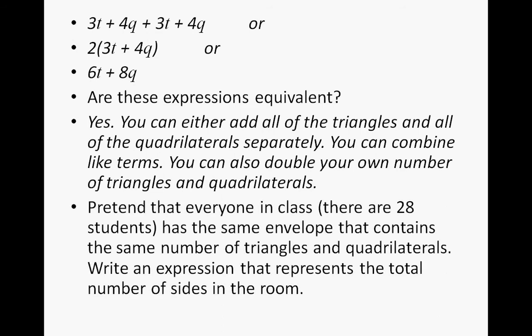Pretend that everyone in the class, and let's say our class has 28 students, has the same envelope that contains the same number of triangles and quadrilaterals. Write an expression that represents the total number of sides in the room. Well, the easiest way to probably represent this is 28 times the quantity of 3t plus 4q.